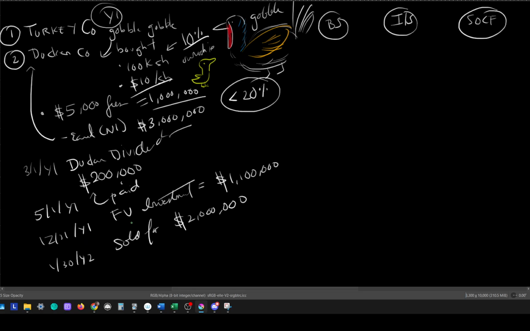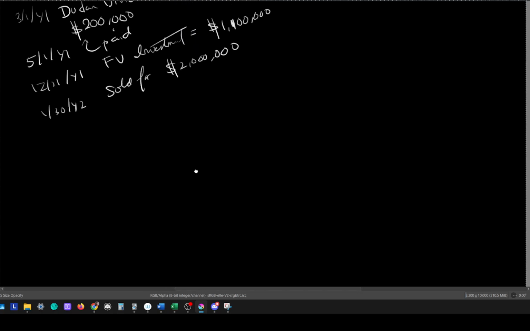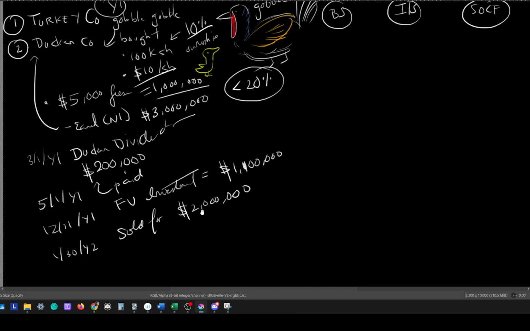And at the end of the year, the fair value of Turkey's investment in Duckin has increased to $1,100,000. Yay. And in the next year, on January 30th, year two, Turkey sells that investment for $2 million. And then later on, we'll go over the balance sheet, income statement, cash flows, and the effects of this transaction on there. So I'm going to have to do a bit of scrolling up and down to get to all parts of this question.